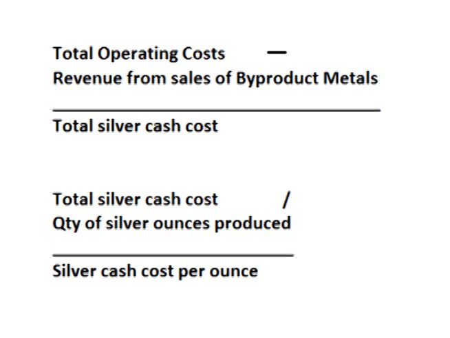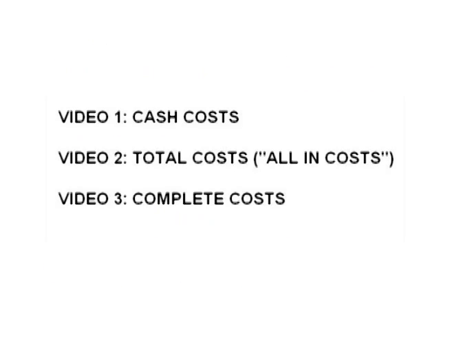As I illustrated in my video on cash cost, the way a silver producer calculates cash cost is by adding together the total operating costs and credits, subtracting the revenue obtained from selling of the byproduct metals, and then dividing the remaining total cost by the number of silver ounces produced to get a cash cost per ounce. If you have not already done so, please watch my 3-part series on understanding the cost categories of silver production.